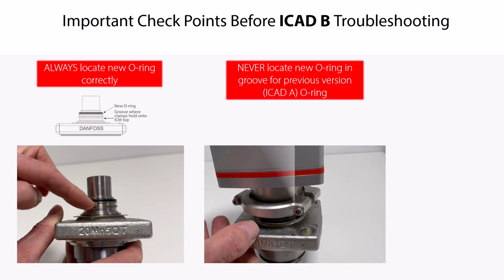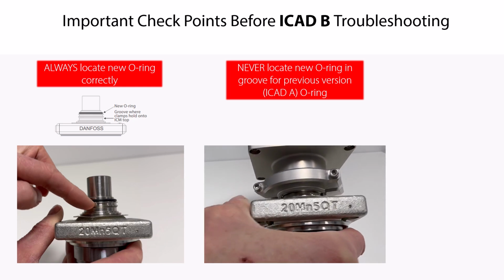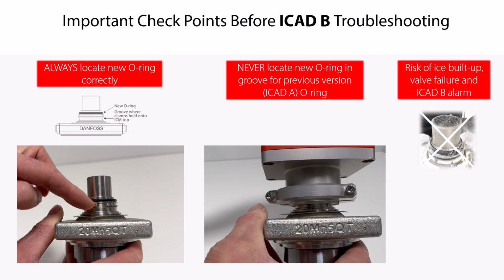If you do not locate the new O-ring correctly above the groove in the valve top, then the O-ring sealing between the ICAD B and the valve top is insufficient. Therefore, as already mentioned, there is a high risk of ice buildup on the valve top, as seen again here in this example. As also mentioned, then this will over time cause the valve motor to block, causing an A9 alarm. Again, you can find more details about this alarm later in the video.